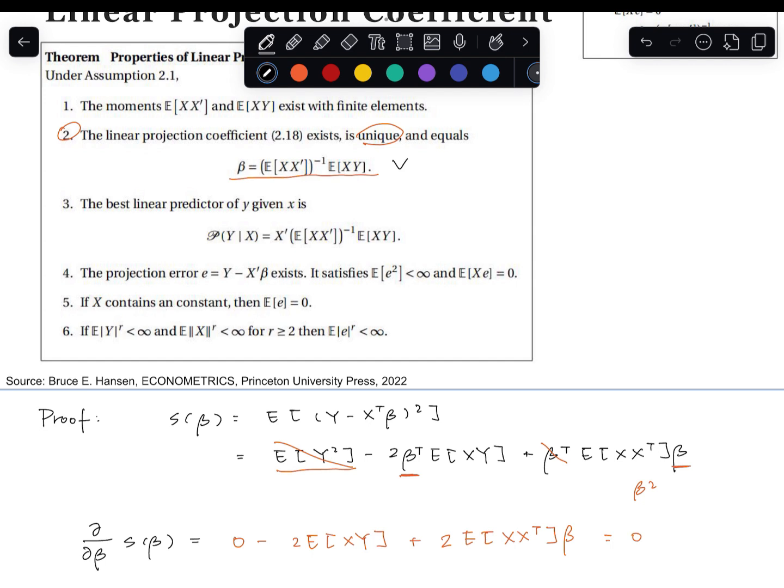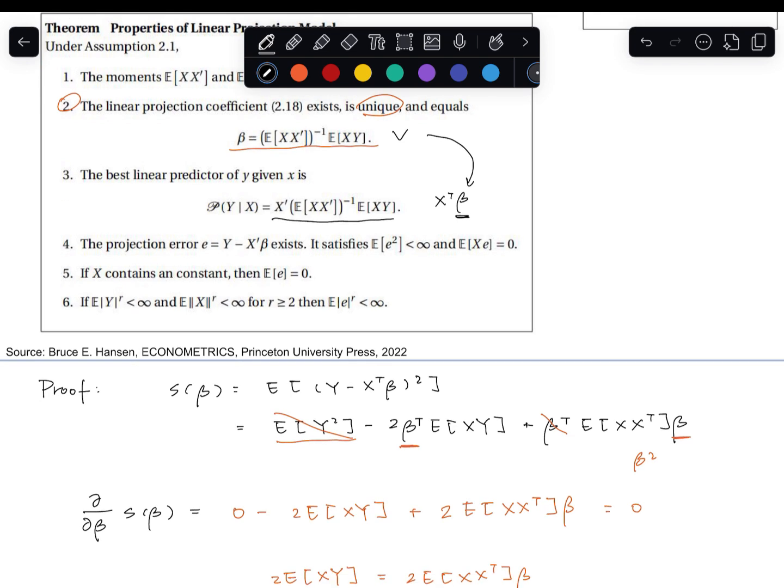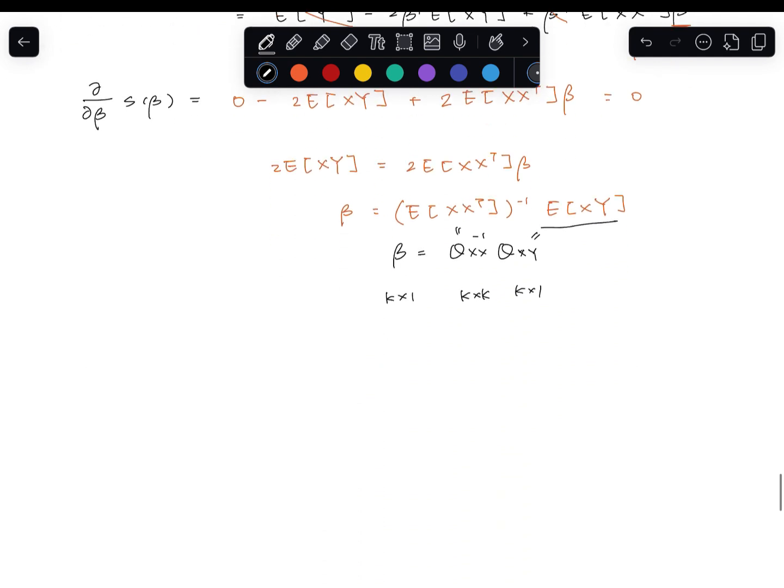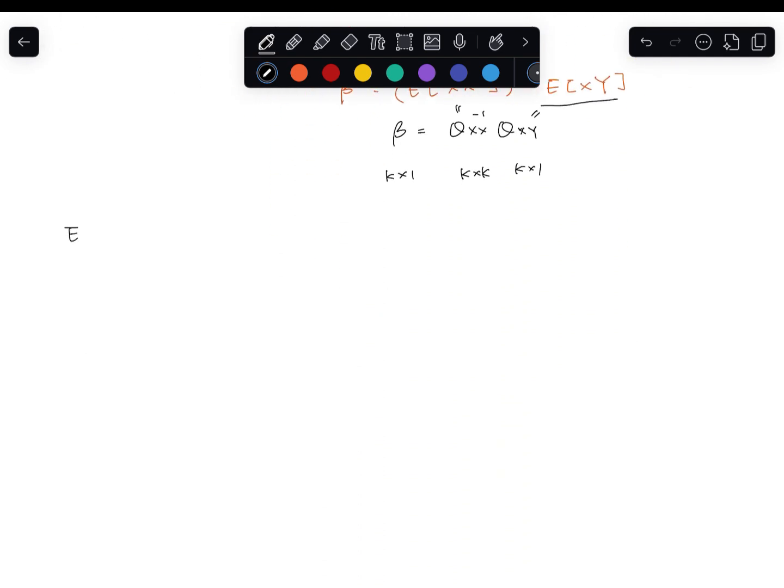And then the third property, the best linear predictor of y given x is this one. So actually we just use beta here to substitute it here. So I don't think it needs a proof. And then the projection error e equals y minus x transpose beta exists, and it satisfies this condition and emphasize this condition. So let's give a proof for this one.